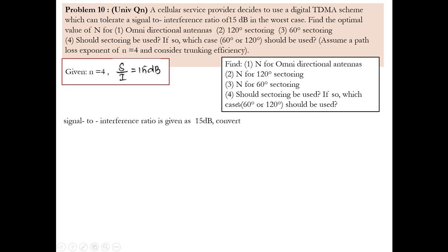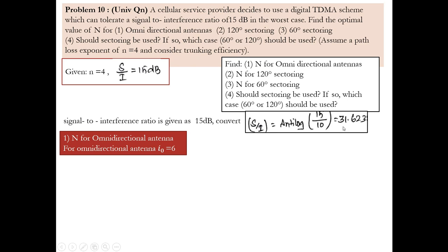So solving this problem is similar to the previous one which we have discussed earlier. In the first step, we are supposed to convert the dB value into a ratio value. For that, we'll take anti-log of 15 by 10 and you get the answer as 31.623. In the first case, we are supposed to derive the n value for omnidirectional antenna. When the antenna is omnidirectional in nature, it is capable of radiating in all directions equally. So the number of interfering cells in the first tier will be 6.